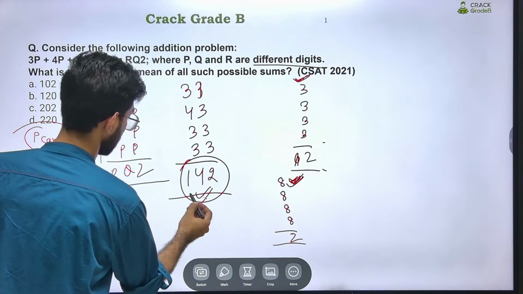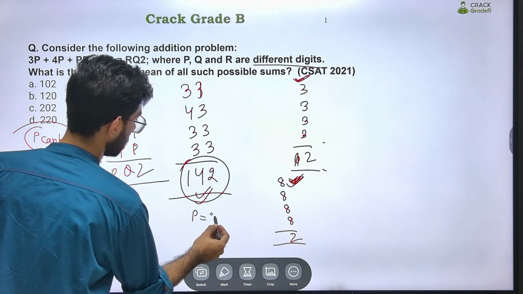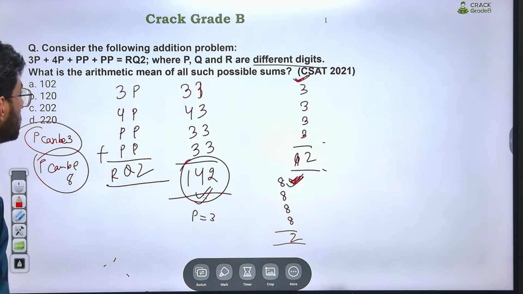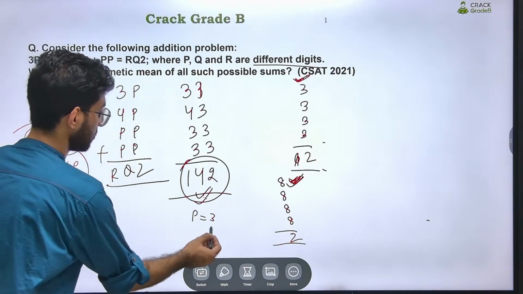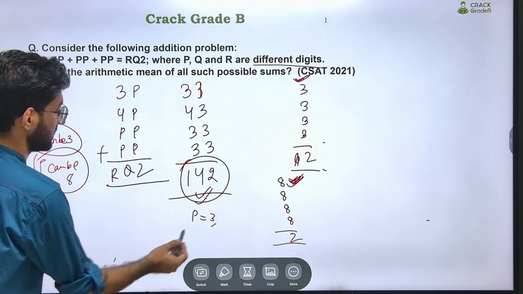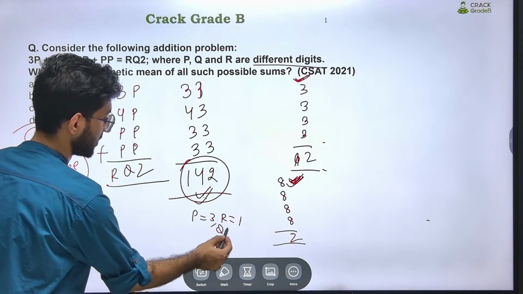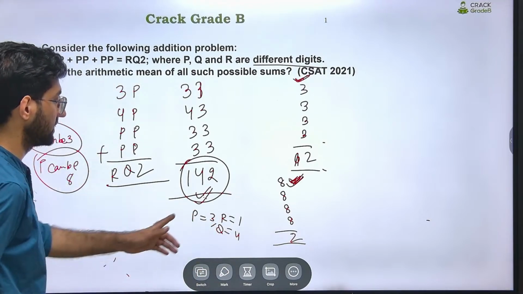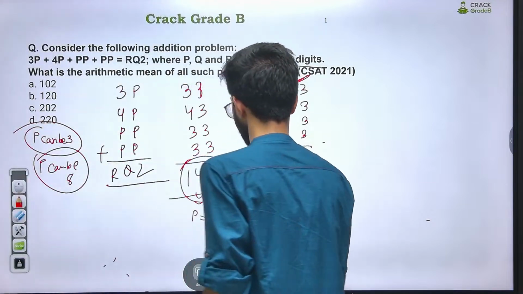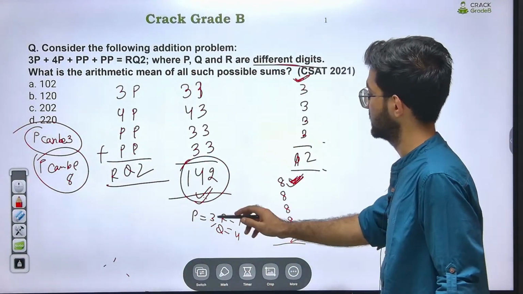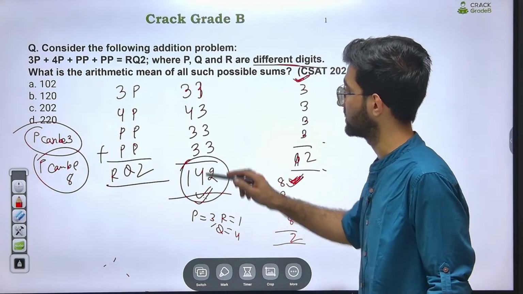Notice this thing here, P equal to 3. Now notice the value of R is 1, the value of Q is 4. So obviously P, Q and R are different digits, right? P, Q and R are different digits.